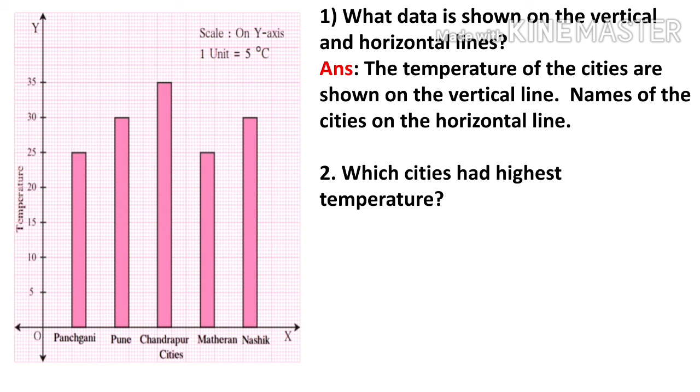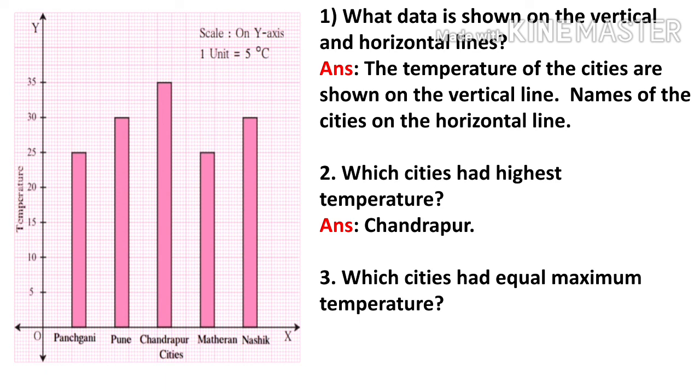Second: which city had the highest temperature? If you see the bar graph, which city has the highest temperature? Chandrapur. Chandrapur has 35 degrees Celsius. So the answer is Chandrapur. Students, you have to draw this bar graph on the left side of your bar graph book and this question's answer on the right side of the bar graph book.